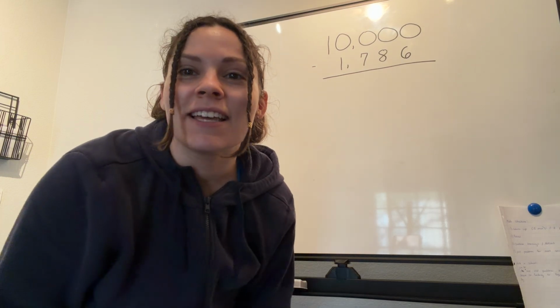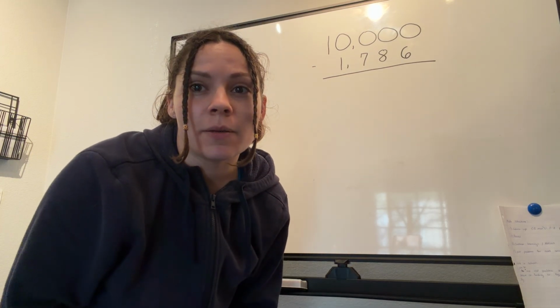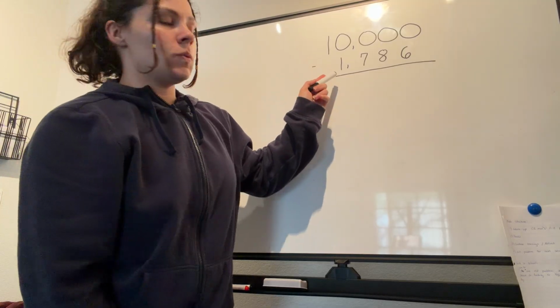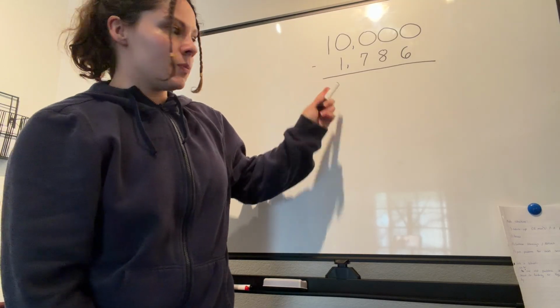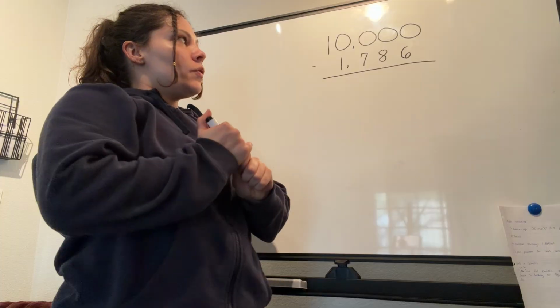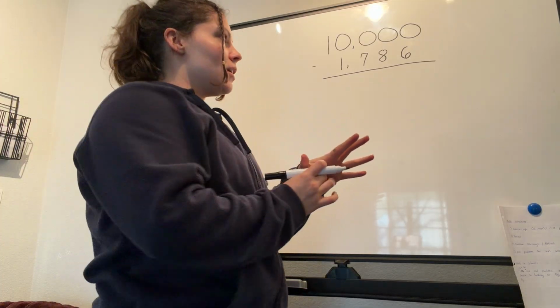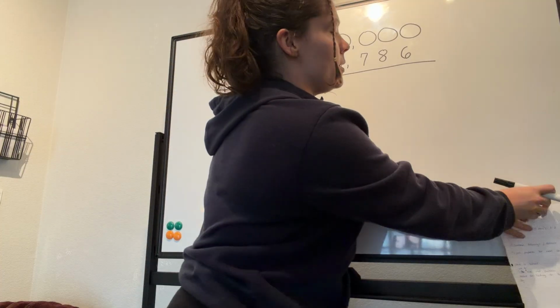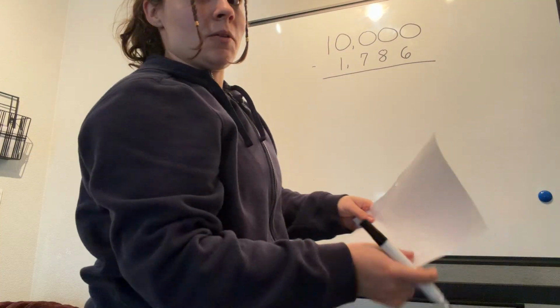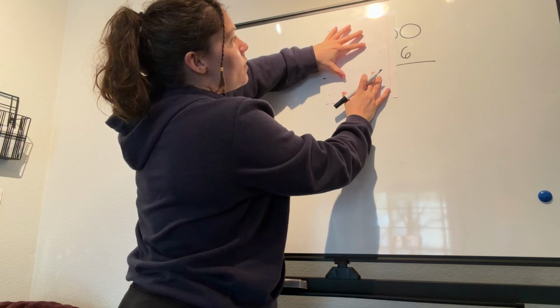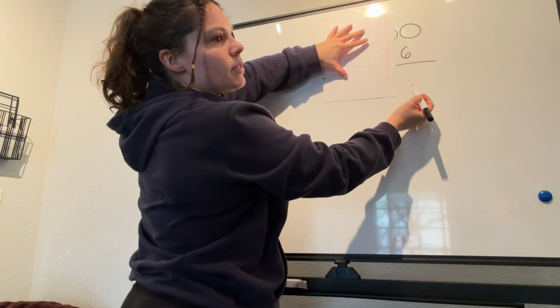Hi guys, let's solve this subtraction problem. We have 10,000 minus 1,786. First things first, let's reduce our vision. If you have a piece of paper, I recommend doing this. I'm just going to use this one on the side, and we're going to cover up everything except the ones place.